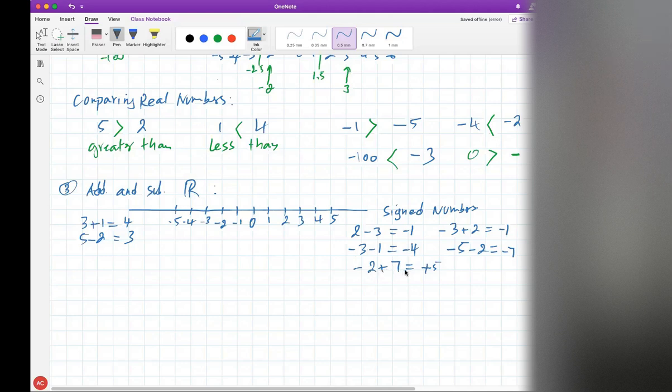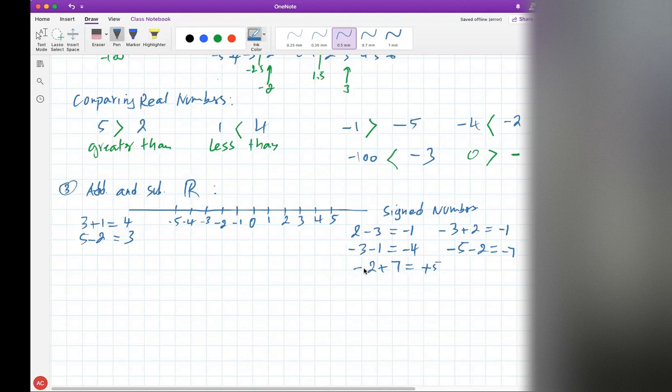So we got the sign. How about the 5? How do you get the 5 out of these two numbers? What is the operation that you do? That's right, 7 minus 2. Because they have two different signs, you subtract, and then you put the sign of the number that is greater than the other.